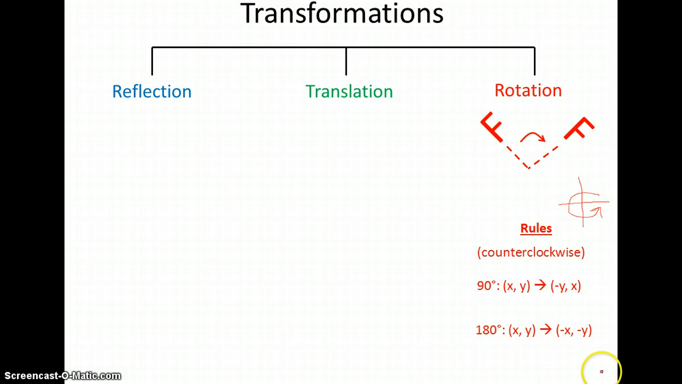To summarize our transformations, notice that in each of these three, our initial pre-image and our image are congruent. Congruent means that those figures and shapes are the same and the same size. So same size, same shape. Again, those figures are congruent.